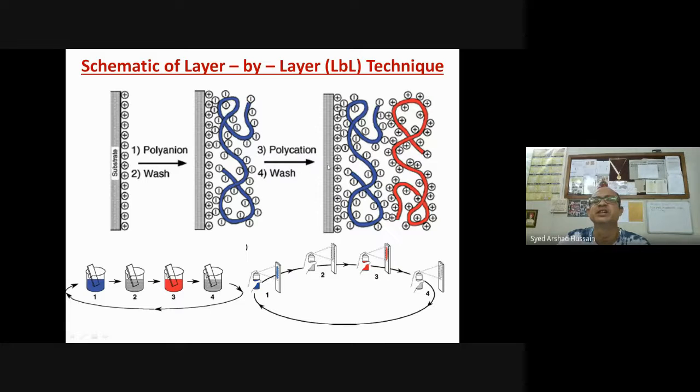This image is taken from this Decher paper from Science. You see, this blue is negatively charged, so as a whole your system is negatively charged. Then you wash off the surplus ions. Then again you dip it into the cationic material. You see, now as a whole it's cationic. So you have a heterostructure of two different polymers. And by repeating the process, you can have multilayers. And also by changing this, any number of materials can be deposited.